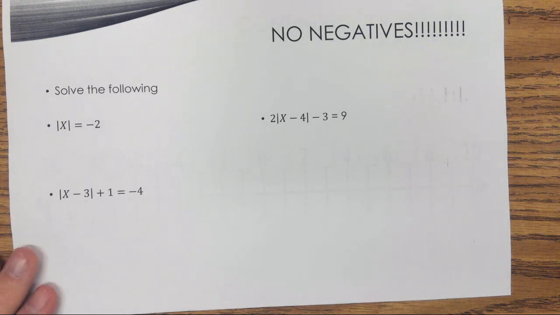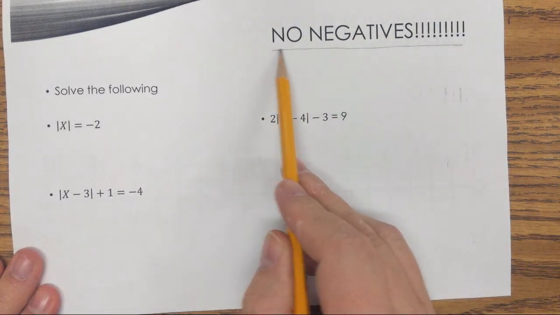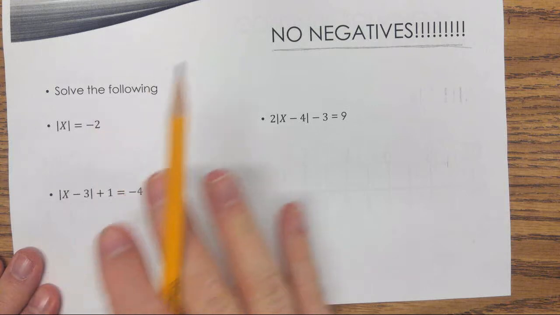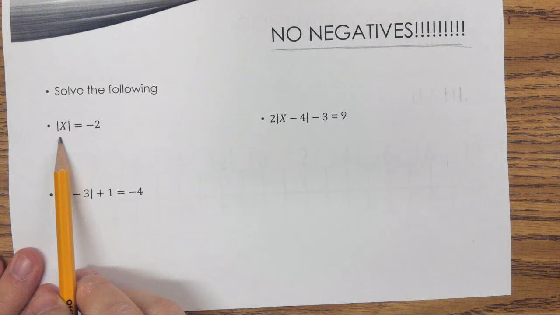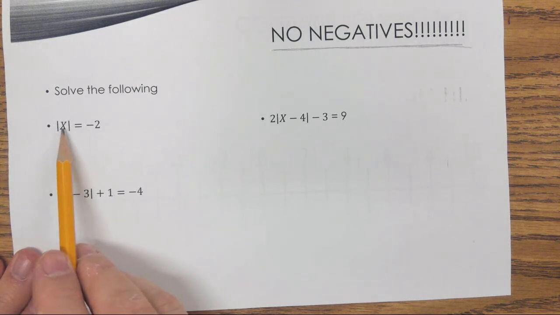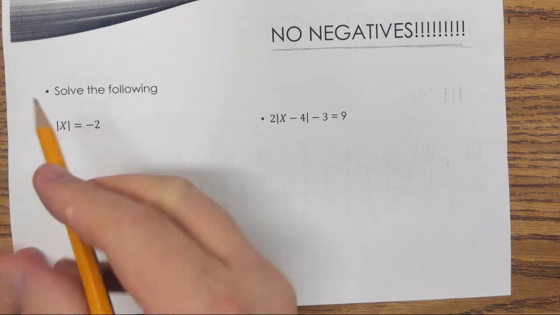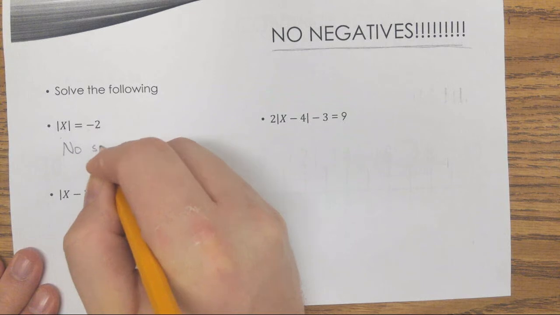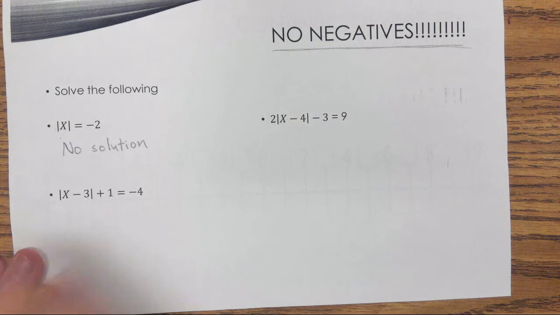Alright, here's an interesting little fact. You cannot have negatives. So absolute value cannot ever be a negative solution. So look at this. If I wanted to solve this, I see the absolute value of x equals negative 2. If you have an absolute value of something and it's equal to a negative number, after you get everything away from the absolute value, there is no solution to that absolute value equation because we can't have negative distance.